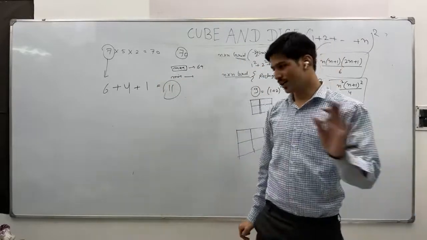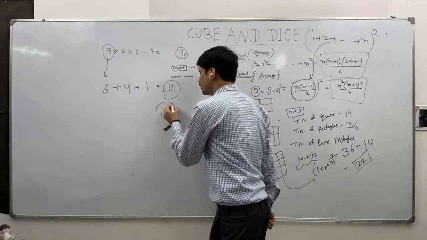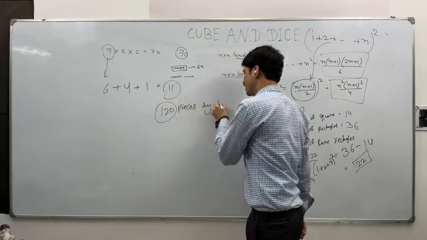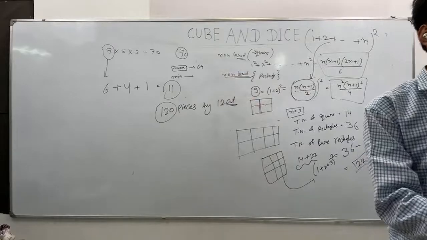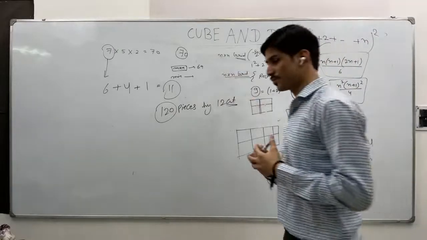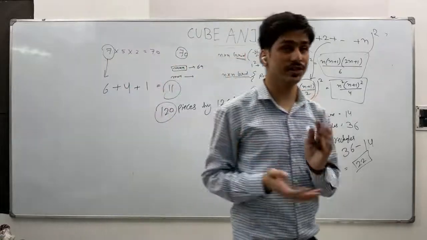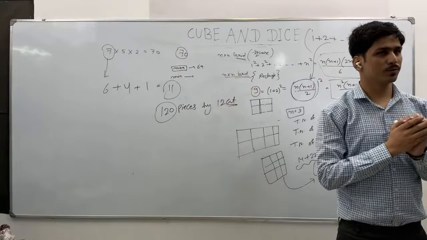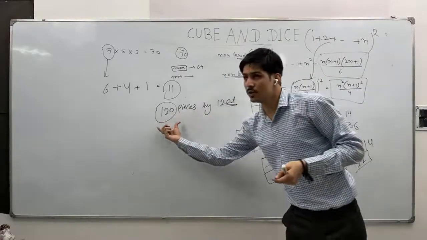Clear? Okay, I'll give one more question. Let's say how to get 120 pieces. How to get 120 pieces by 12 cuts? Is it possible? Can I make 12 cuts and get 120 pieces? Show me. If yes, then how many cuts will we be making along each axis? You can say 120 pieces we can get with 119 cuts. That is fairly simple. Make 119 cuts and you will get 120 pieces.